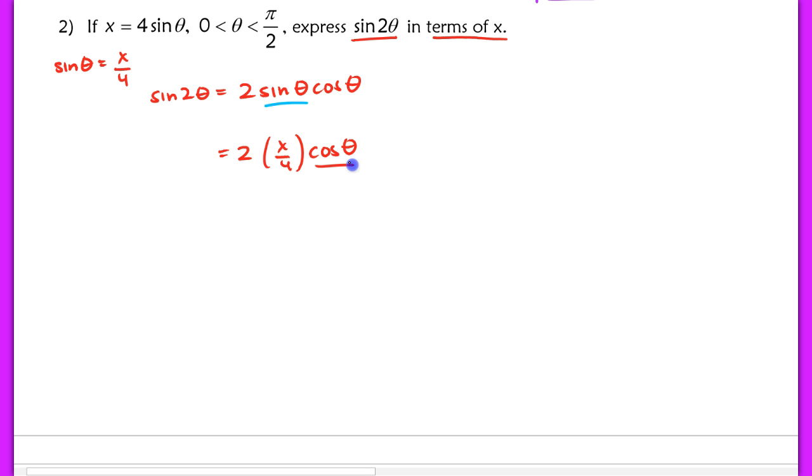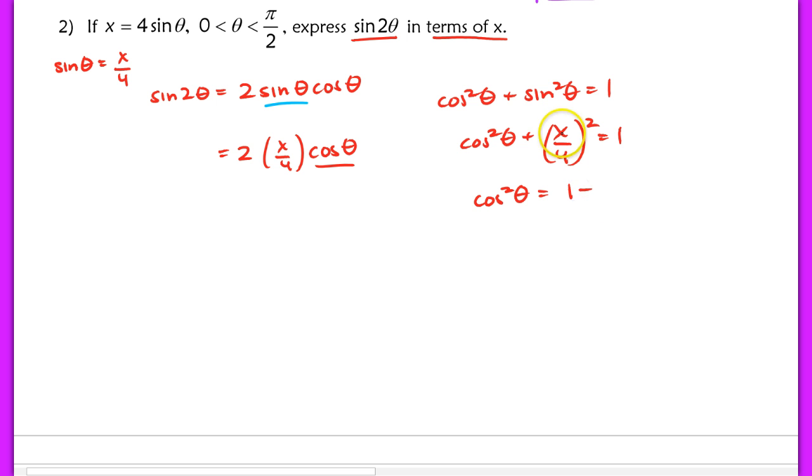All right, now how do we express cosine of theta? Well, there's a couple ways that you can do this. One, we can start with cosine squared theta plus sine squared theta is equal to 1. So plugging in sine theta first, cosine squared theta plus x over 4 squared is equal to 1. Now if I want to solve it for cosine squared theta here, I would subtract x squared over 16. Okay, so let's solve for the cosine of theta by square rooting both sides. So then I'll have the square root of 1 minus x squared over 16.